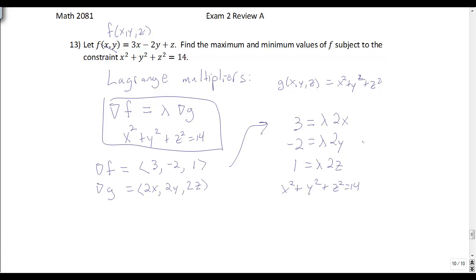This gets tricky to solve at times. What I'm going to do is solve for x, y, and z in each of these, plug into this, and that'll let me solve for lambda, and then I can go back up and get those. So each of these I'm going to solve for, say, x. Looks like it's 3 over 2 lambda. Y looks like it's -1 over lambda. Z should be 1 over 2 lambda. And then I can plug these into this last equation.